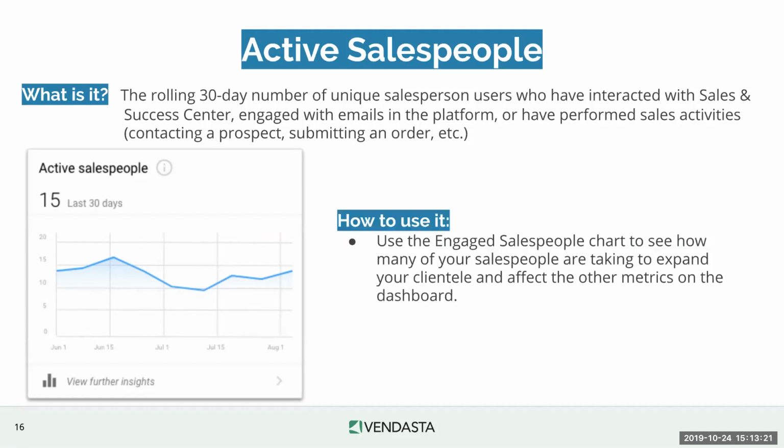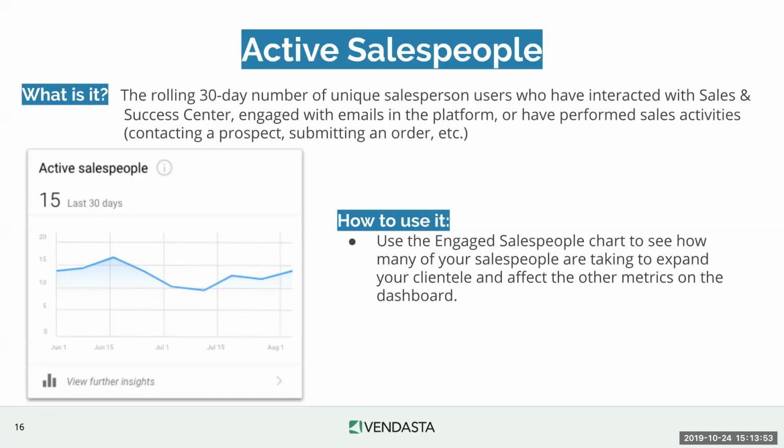So how do you use this chart? You see how many of your salespeople are taking action to expand your clientele and affect the other metrics on the dashboard. So basically your sales drive your revenue, your sales drive how many products are actually being activated, things like that. So for example, you have, let's say, 10 salespeople and you see that only 5 are engaged, then you have to do something about that, do something to bring them back into the platform and actually use it to bring in more clients and bring in more sales for you.